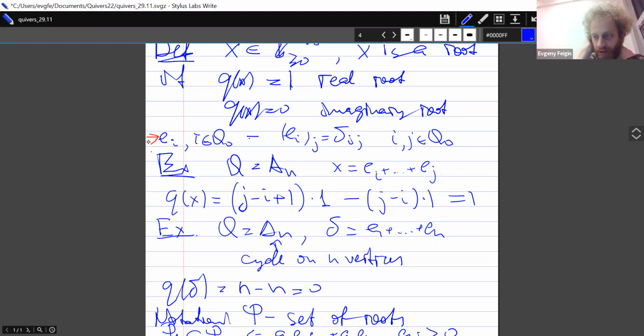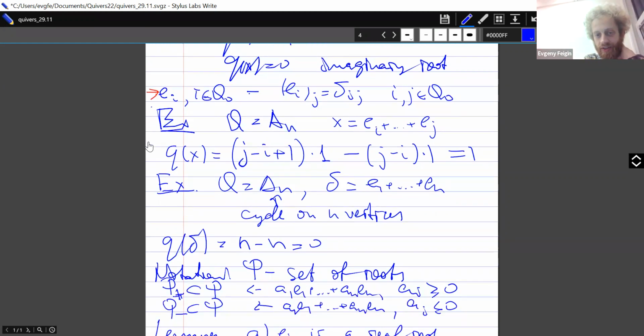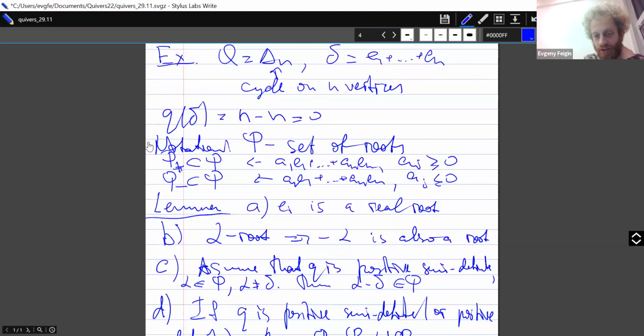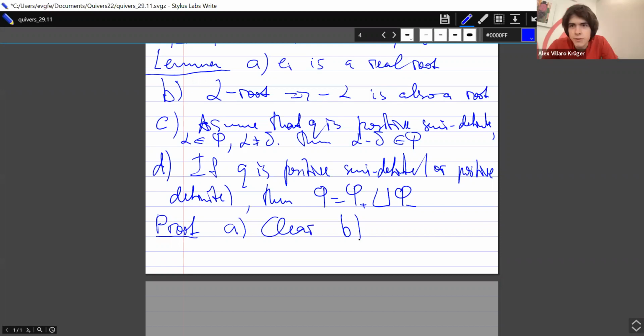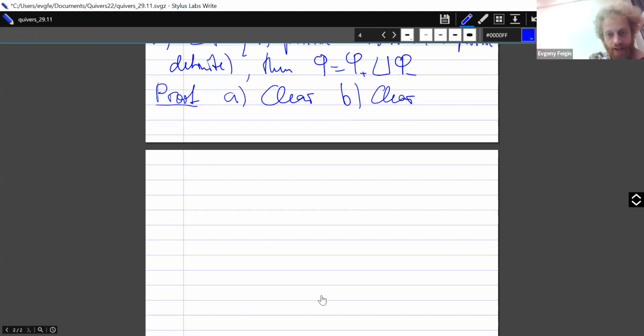So why is this EI a root? This is just a vector having one entry equal to one and other entries being zero. So in the quadratic form, we just have xi squared, and that is the only term that's not zero. So this is clear. What about part B? Is it clear as well? Yeah, if we substitute xi and xj by minus xi and minus xj, then it is the same. So there's nothing to prove here.